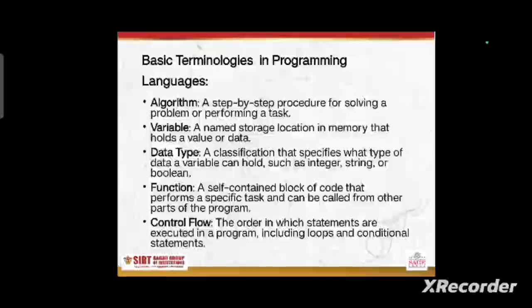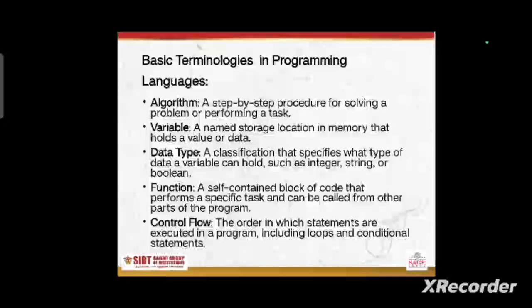Data types: we can classify the data according to our needs, so we will choose the data types. Like if we want a number, then we use integer. If we want decimal numbers, then we can use float. If we want characters, then we can use the character data type. Now, a function is a self-contained block of code that performs a specific task and can be called from other parts of a program. So this is what a function is.